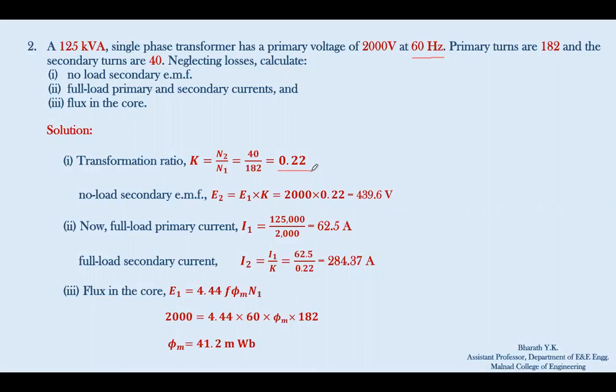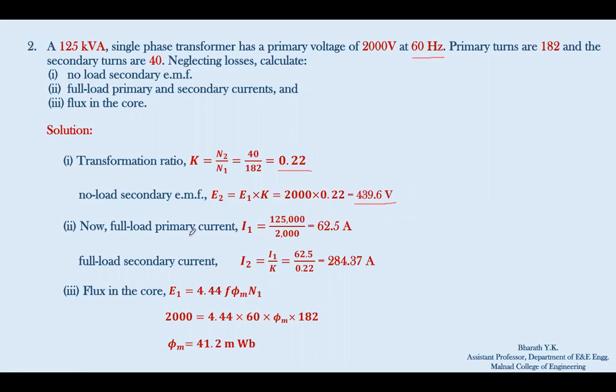So to calculate the no load secondary EMF, again we have to consider the equation for transformation ratio. K is equal to E2 by E1. So simplifying it and solving for E2, we will get E2 is equal to E1 into K. So E1 is 2000 and K is 0.22. With that, the no load secondary EMF obtained is 439.6 volts.